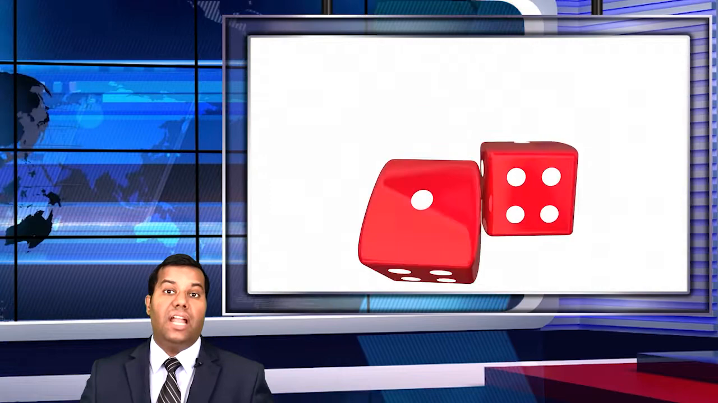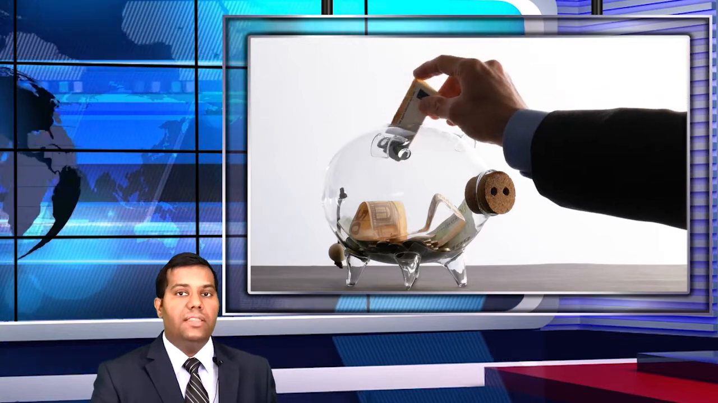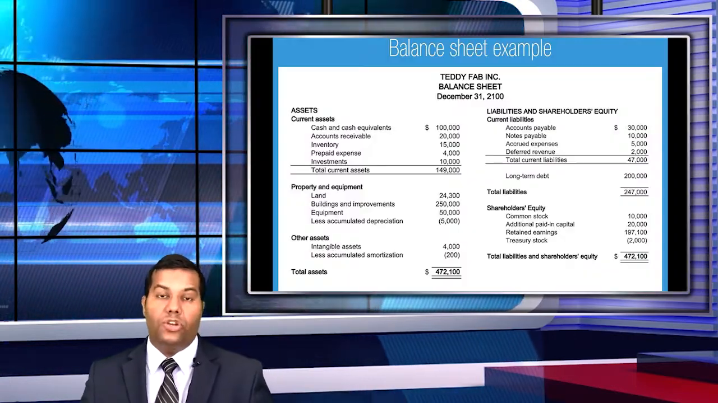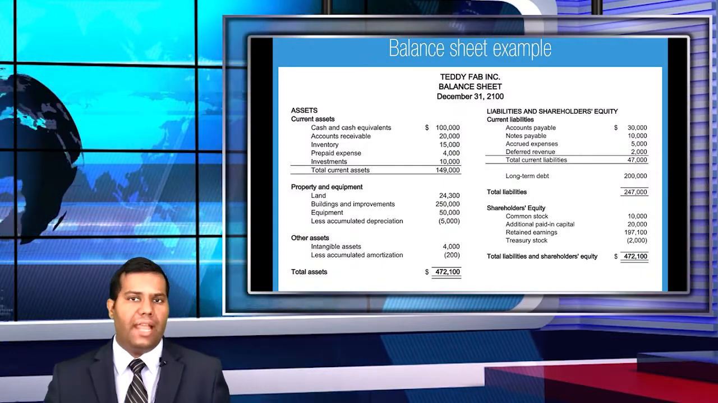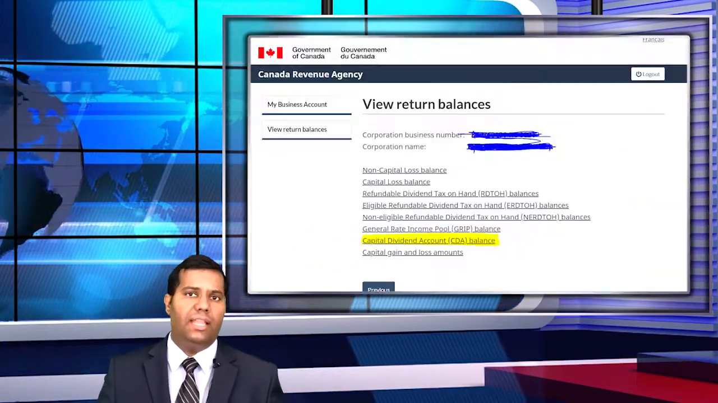That means that if you have $100 of capital gains in the corporation, $50 goes into this notional account. This account is not real. It's only a pretend account called the capital dividend account. Now you might ask, why is it called a notional account? Well, it's because this capital dividend account or CDA does not appear on the balance sheet. Occasionally it is mentioned in the notes of the financial statement, but nothing more than that.